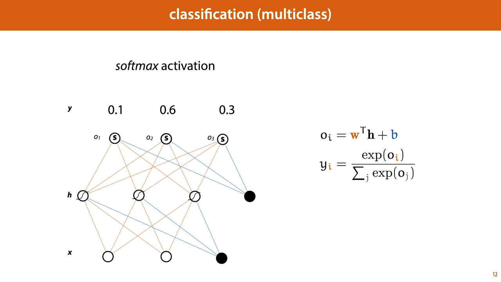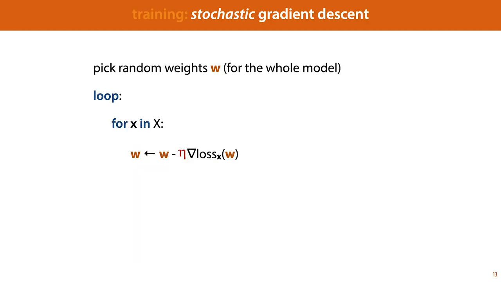So with that, we have neural networks for regression, for binary classification, and for multi-class classification. And for each, we can apply a loss function that we've already seen. So now the question is, how do we train neural networks? The answer is gradient descent, but with a slight change from what we've seen so far. Because neural networks can be expensive to compute, we tend to use stochastic gradient descent to train them.